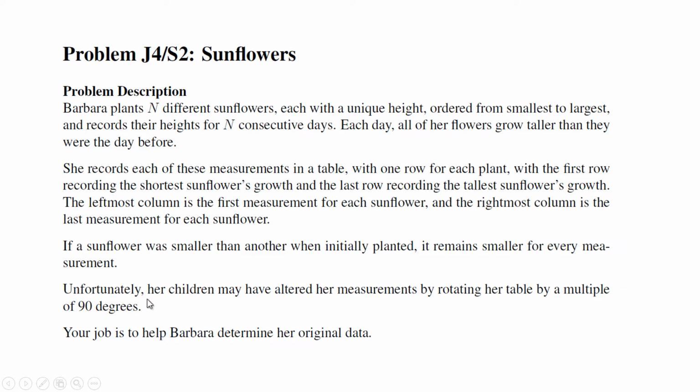And unfortunately, her children may have altered her measurements by rotating her table by a multiple of 90 degrees. So here, even the rotation is also very regulated. Each rotation is based on 90 degrees. And your job is to help Barbara determine her original data. So when the table is rotated, we don't know how many times of 90 degrees. We need to reset the table and get the original numbers.